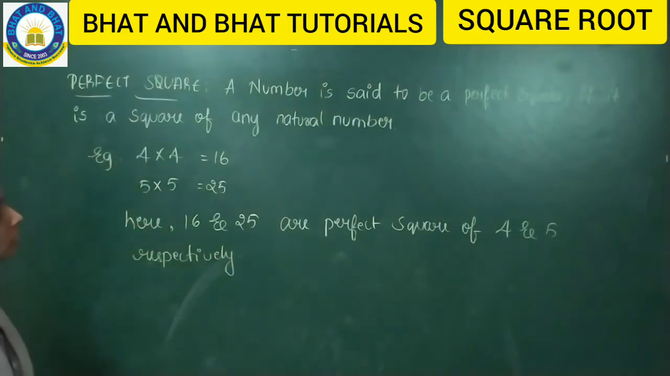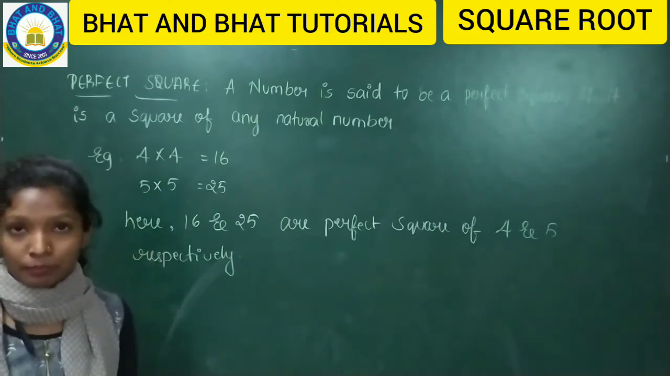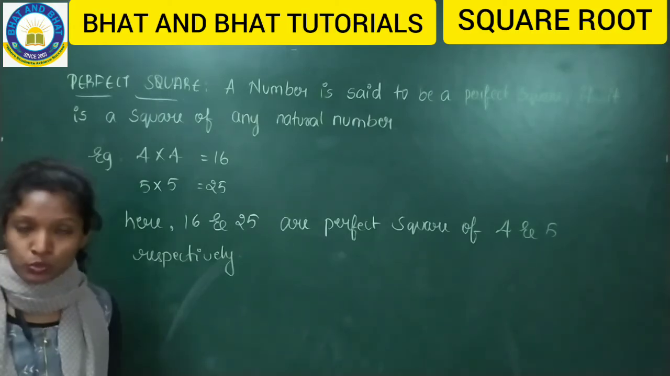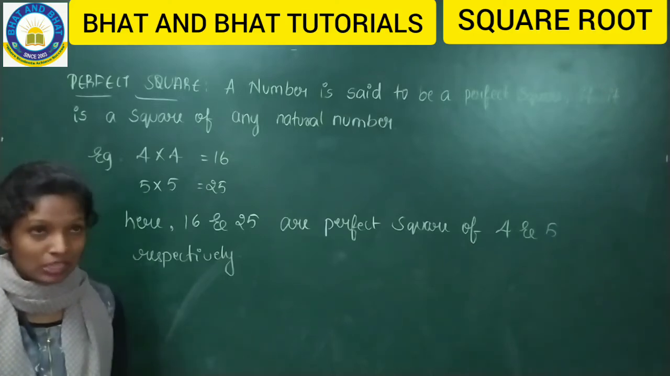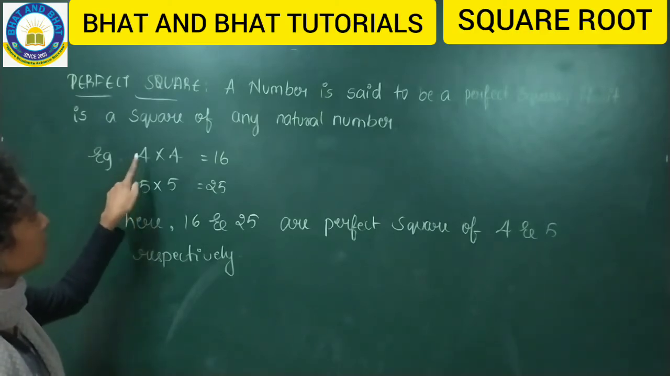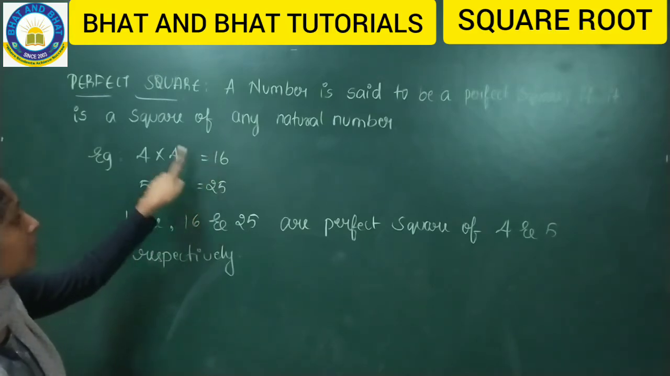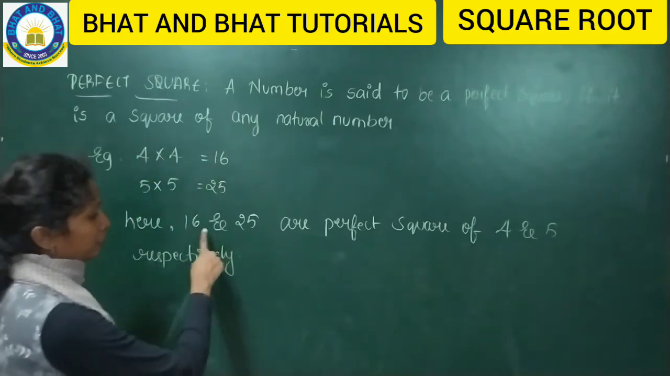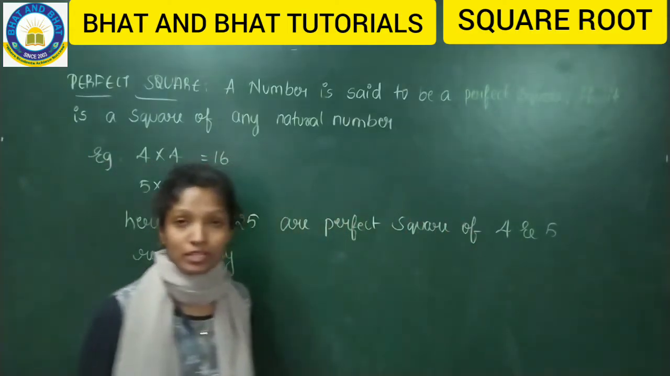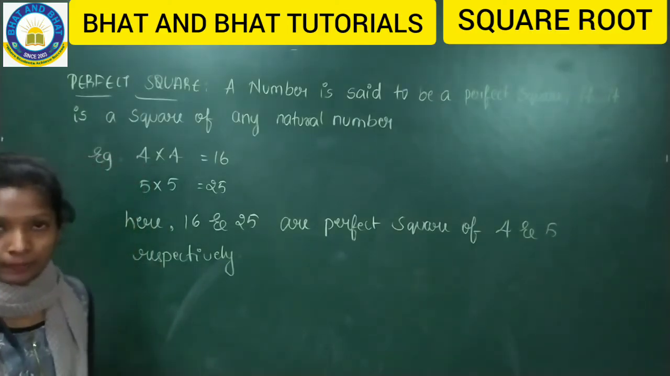See here, again I'll tell you, a number is said to be a perfect square if it is a square of any natural number. So if a number is a square of any natural number like 1 square, 2 square, 3 square, 4 square, then we are going to call it a perfect square. In the example, 4 fours are 16, 5 fives are 25, where 16 and 25 are the perfect squares of 4 and 5. For 16, the root is 4, and for 25, the root is 5. So this one is also important. You can copy down this.